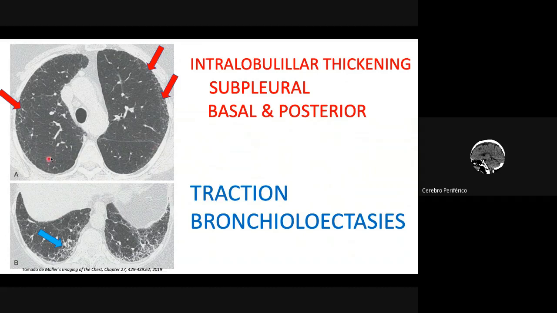As the disease progresses, you can have even traction bronchiolitis. This arrow is pointing at the traction bronchiolitis, and you can see many of them. This is one, this is another. Here we have also many of them, and you can see areas of fibrosis, especially intralobular thickening or fibrosis, and even areas of ground glass opacities. But these ground glass opacities maybe can be the product of inflammation as a result of activation of the disease at some point.